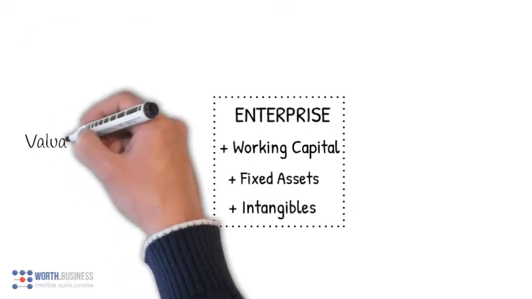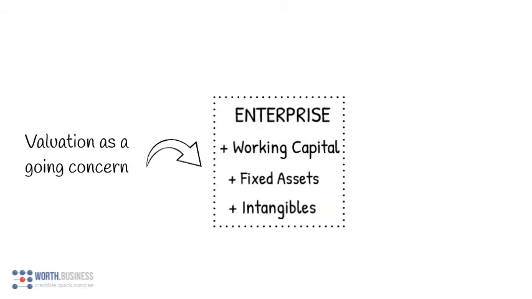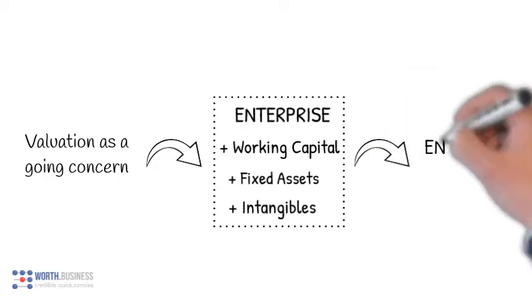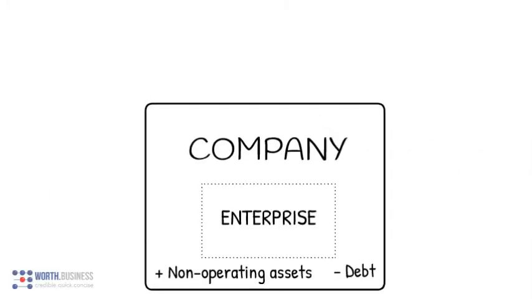Why? Because it is valued differently, recognizing the ability to generate cash flows in excess of the fair market value of each individual tangible asset. This enterprise needs to be valued as a going concern, and its value is referred to as the enterprise value. So how is this then different from the value of the company itself?